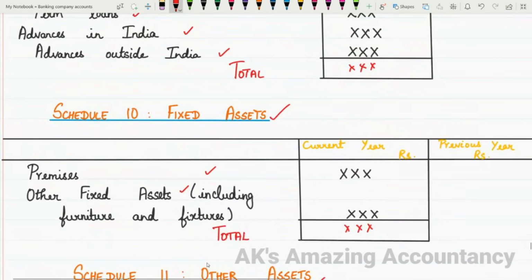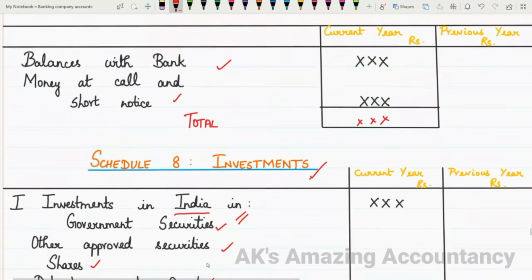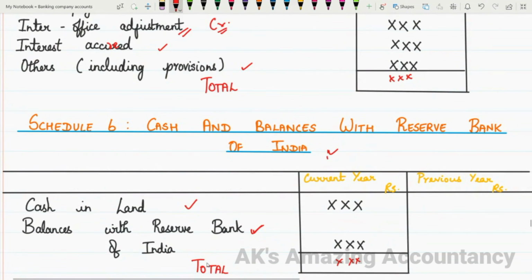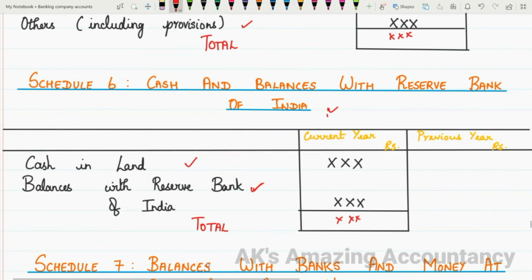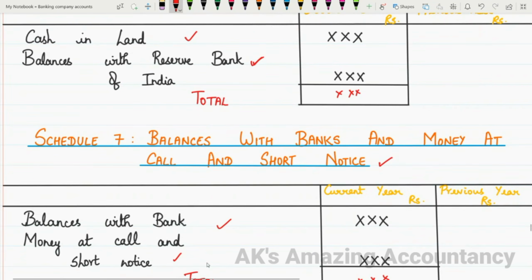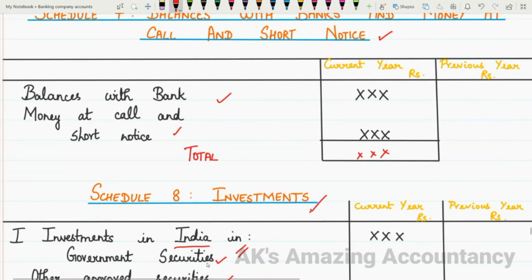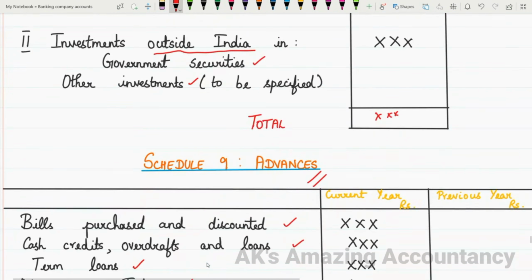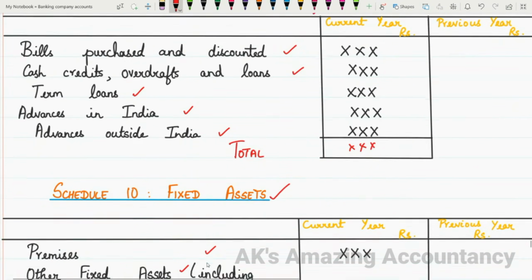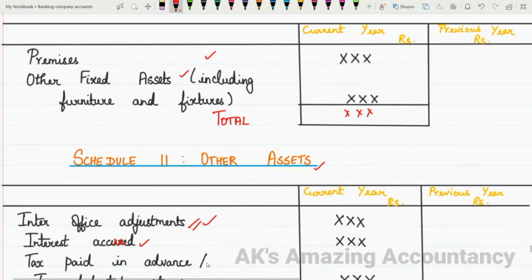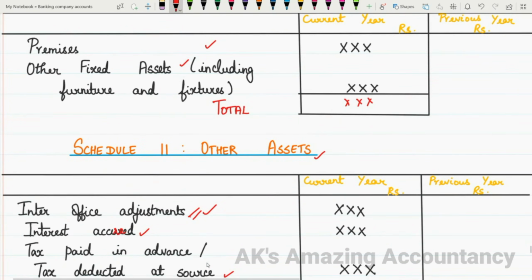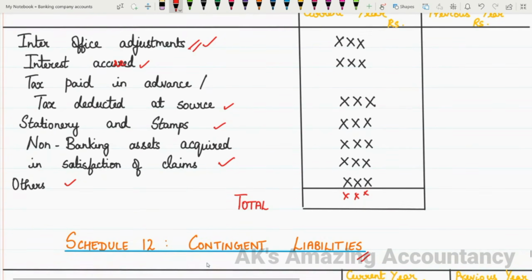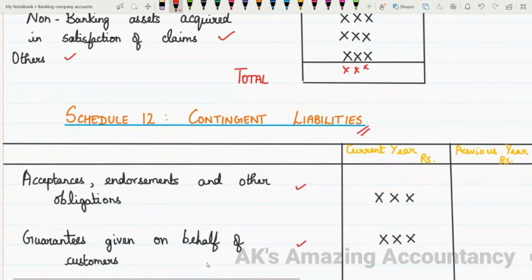So let me quickly show all the schedules which will come under the category assets. Okay, so under assets we will have schedules starting from Schedule 6 till which schedule? Till Schedule 11. Schedule 6 is for cash and balance with RBI. Schedule 7 is for balances with banks and money at call and short notice. Schedule 8 is for investments. Schedule 9 is for advances. Schedule 10 is for fixed assets. Schedule 11 for other assets. With that, the totaling of the balance sheet will get over. Then Schedule 12, contingent liabilities, will come separately.